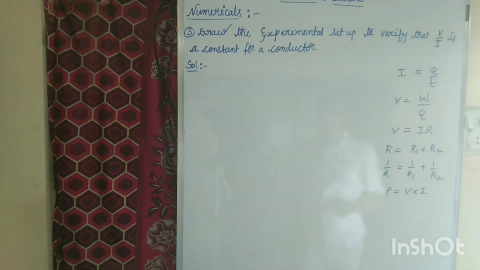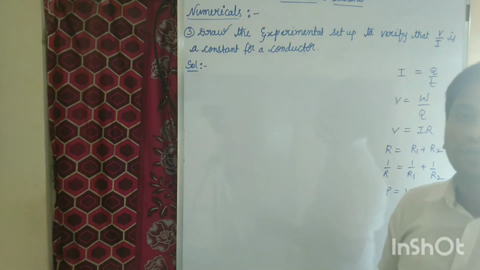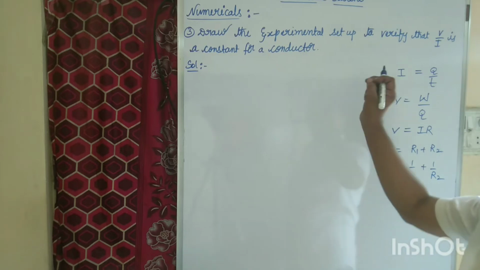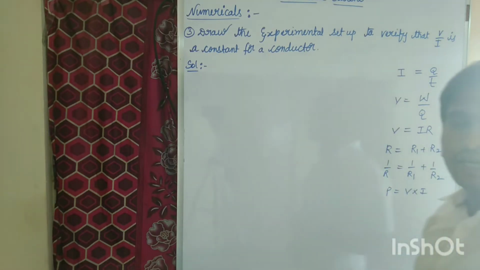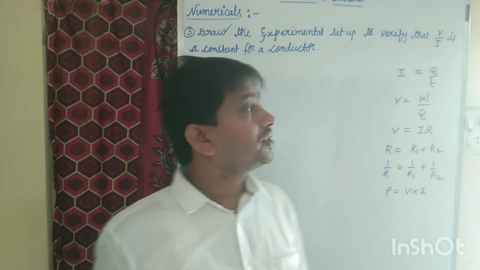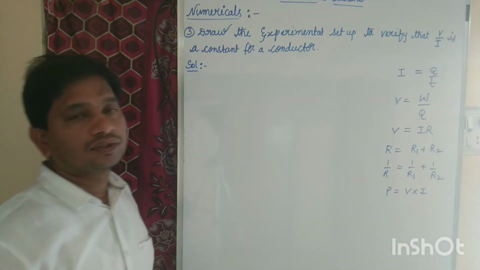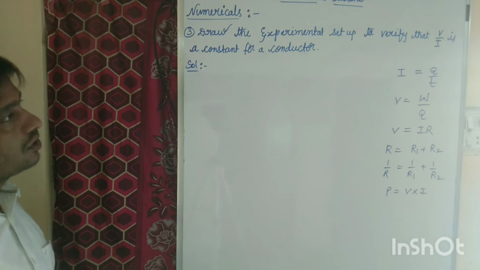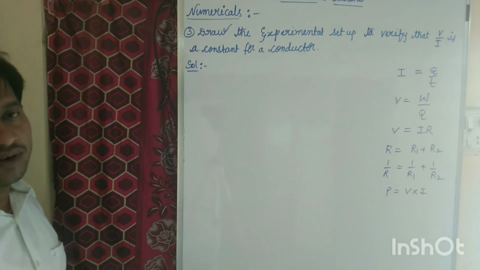Now coming to third one. So which is the most important question? Draw the experimental setup to verify that V by I is a constant for a conductor. We need to draw the circuit diagram to verify that V by I is a constant for a conductor.